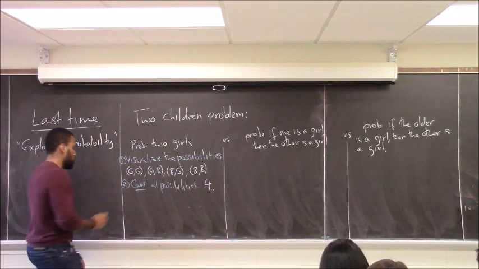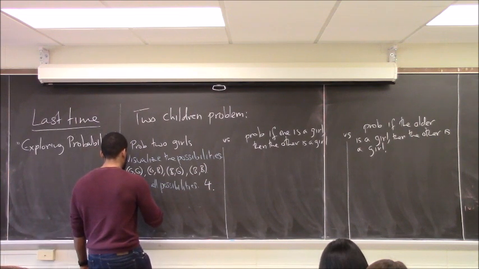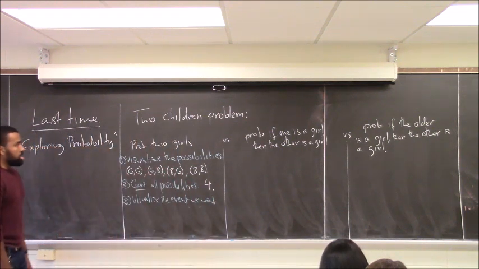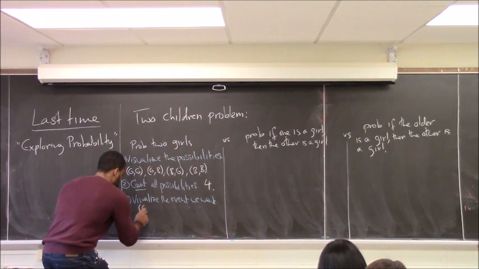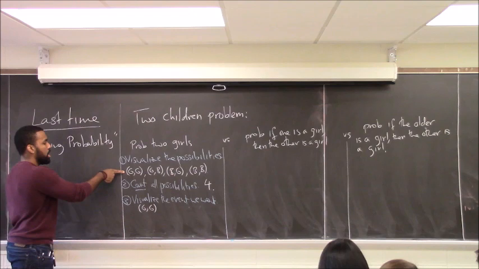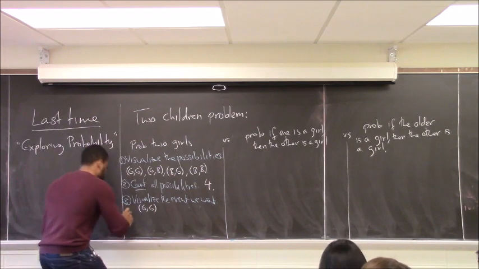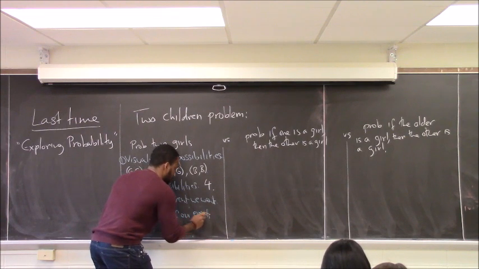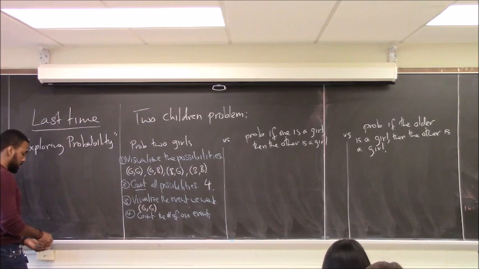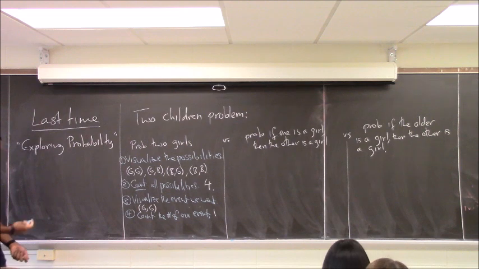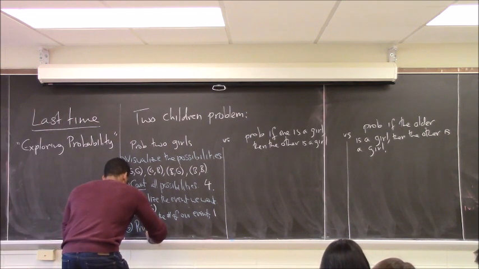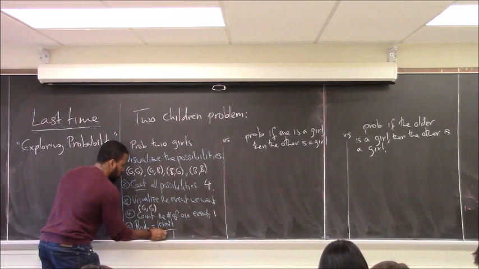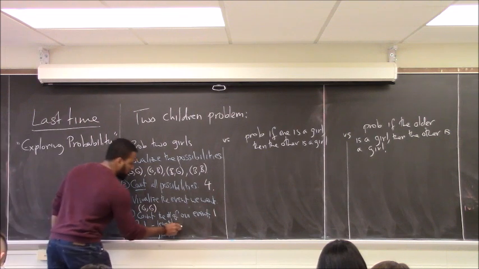And then we had to visualize the event we want. The event we were looking for was that there were two girls. By visualizing all possibilities, the possibility that we wanted was this one. Then we had to count the number of possibilities within our event, and in that case, there was only one. And basically, the fifth thing we did is that the probability is the size of our event divided by the size of the total. So in this case, that was 1 out of 4.